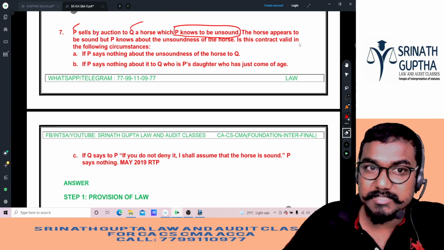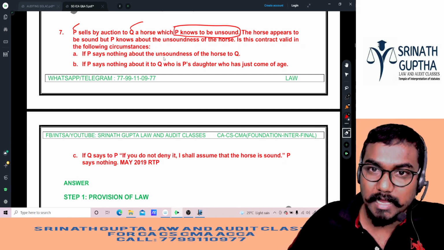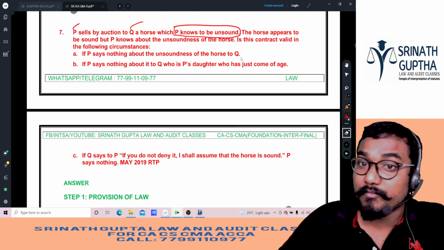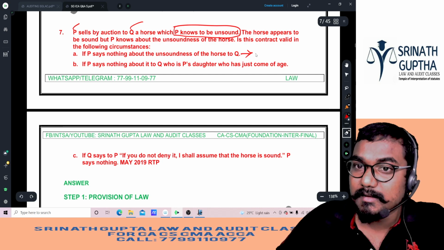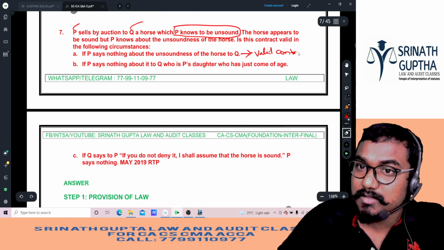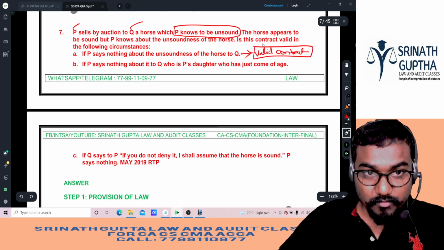Is this contract valid in the following circumstances? P says nothing about the unsoundness of the horse to Q. Whether the contract is valid, whether fraud is there. Valid contract. Silence does not amount to fraud, so it is not a fraud.